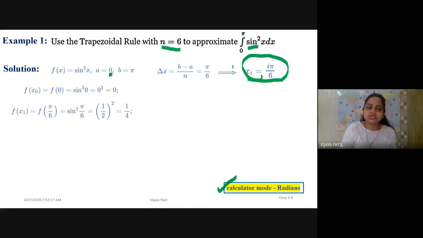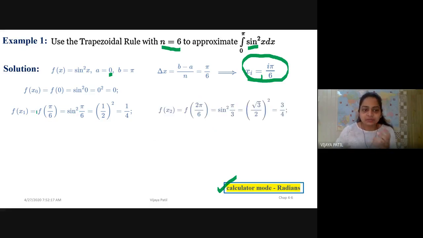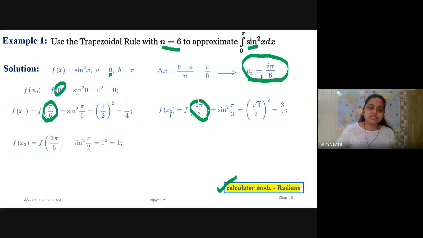So what will be my next point? My next point is i equals 1, that is pi by 6. So pi by 6 will give me f of pi by 6, sine square pi by 6, which is equal to 1 by 2 the square, which is 1 by 4. Similarly, it's 2 pi by 6. So if you observe, we have started with 0, then pi by 6, then 2 pi by 6, then 3 pi by 6. You can easily find these values using the calculator, keeping the mode as radian. Otherwise, it's a sine function. You can easily find that sine 3 pi by 6.